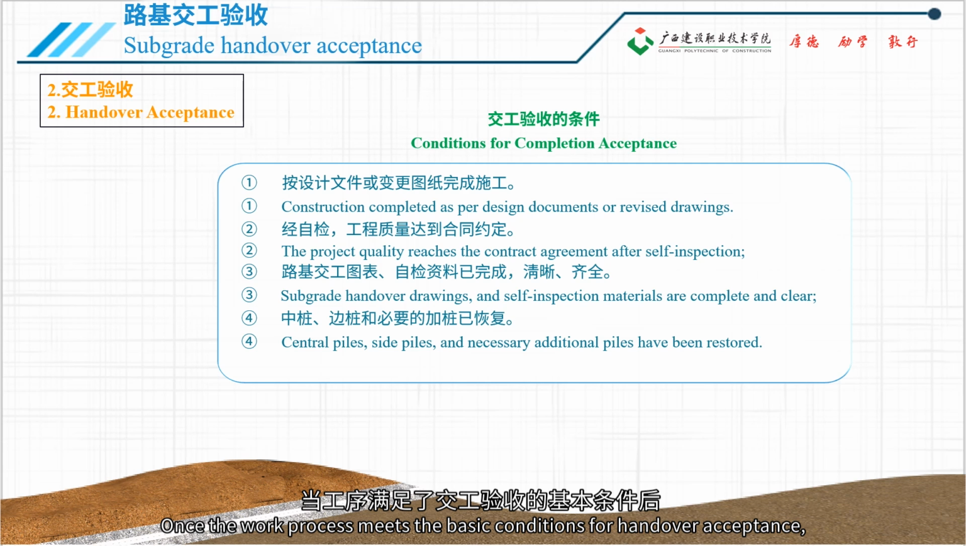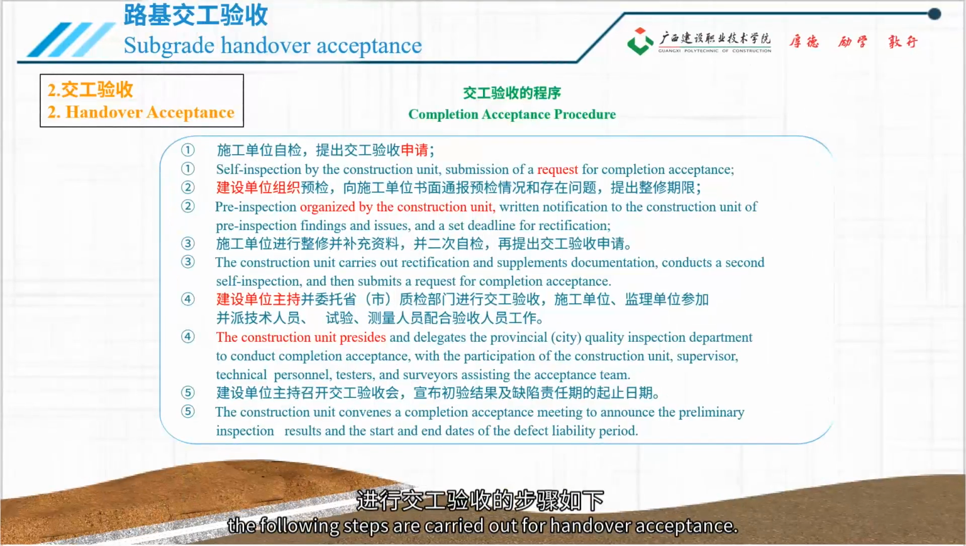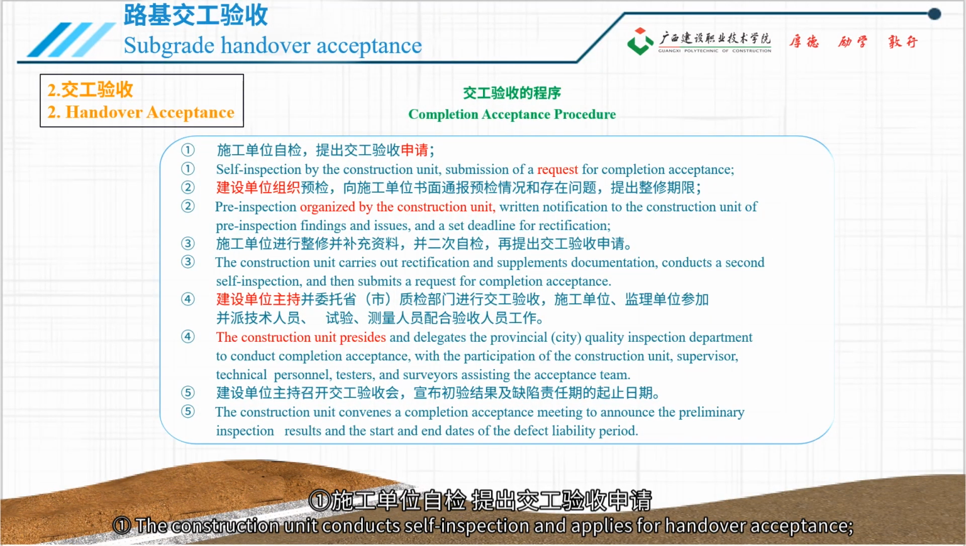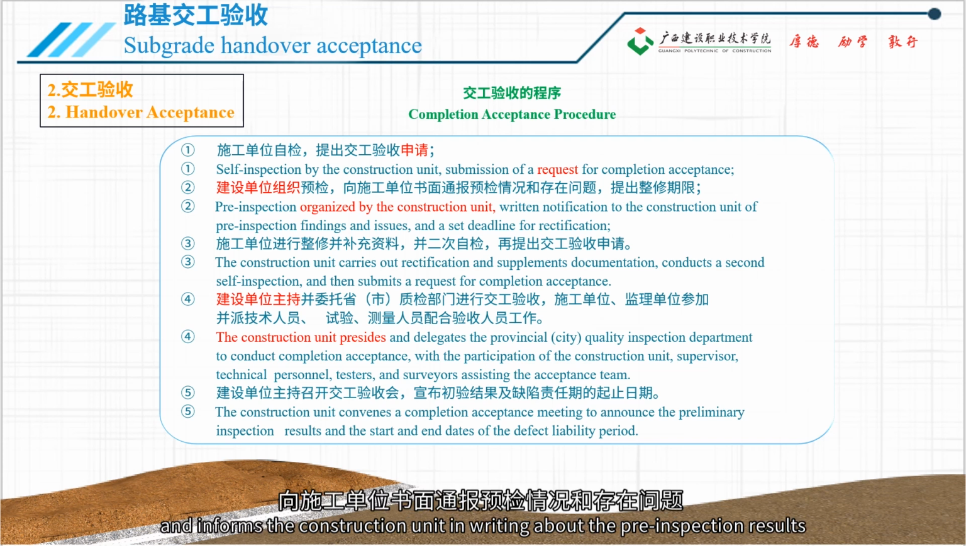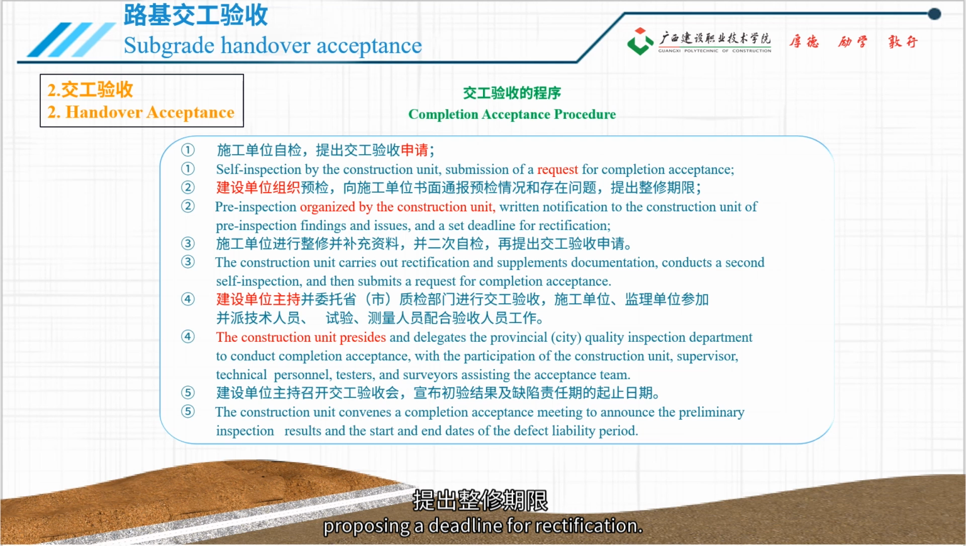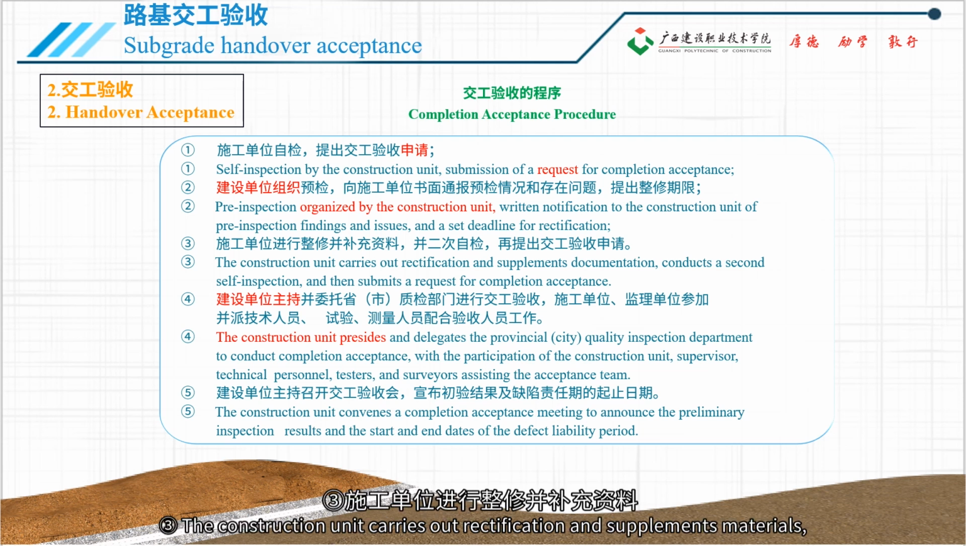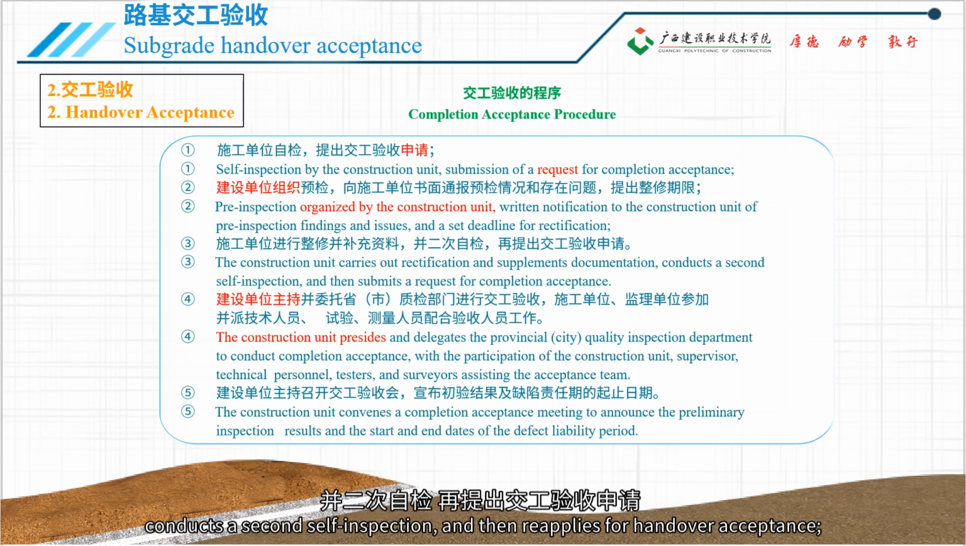Once the work process meets the basic conditions for handover acceptance, the following steps are carried out for handover acceptance. 1. The construction unit conducts self-inspection and applies for handover acceptance. 2. The construction unit organizes a pre-inspection and informs the construction unit in writing about the pre-inspection results and existing problems, proposing a deadline for rectification. 3. The construction unit carries out rectification and supplements materials, conducts a second self-inspection, and then reapplies for handover acceptance.